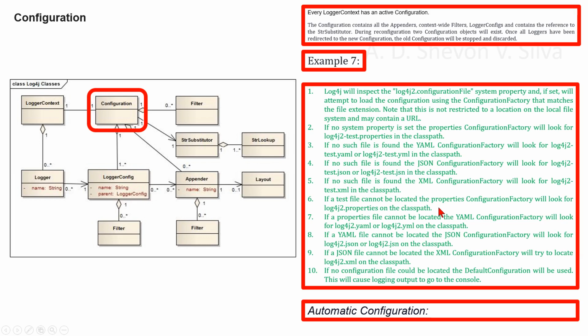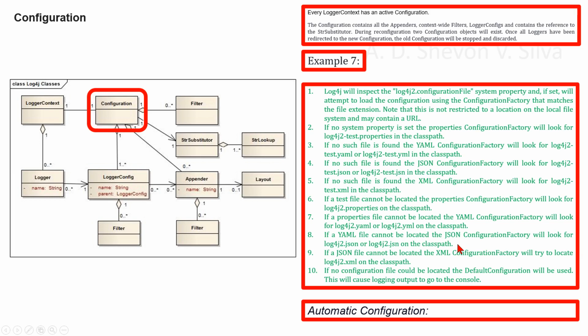Step 6. If a test file cannot be located, the properties ConfigurationFactory will look for log4j2.properties on the class path. Step 7. If a properties file cannot be located, the YAML ConfigurationFactory will look for log4j2.yaml or log4j2.yml on the class path.